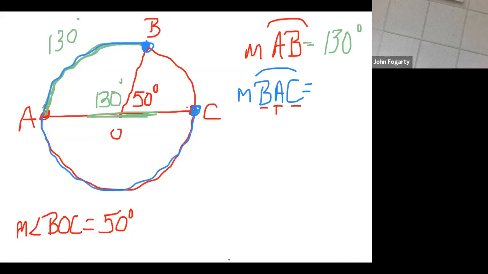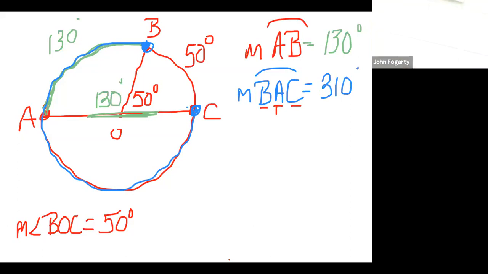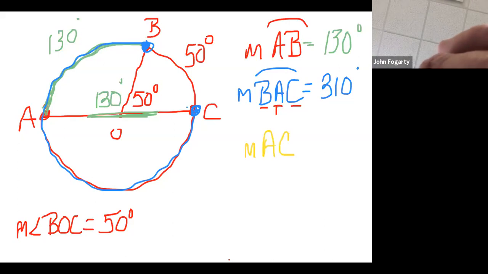Well, what do I know? This is 50, right? So if from B to C is 50, what would it be from B to C going the other way? 310. Thank you. Because a full circle is what? 360. And this portion of the circle was 50. So there you have it. All right? One last question. What is the measure of arc AC?